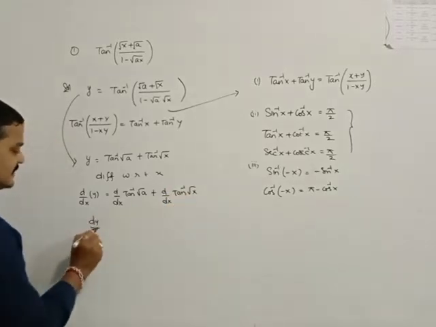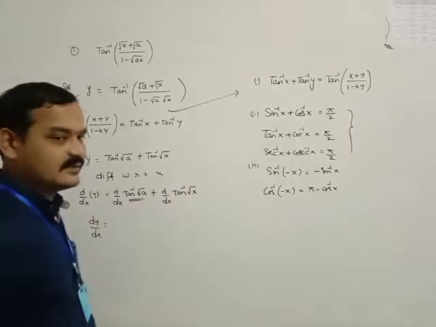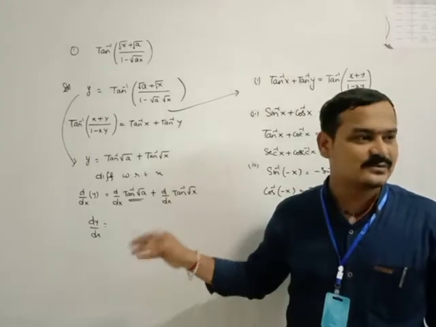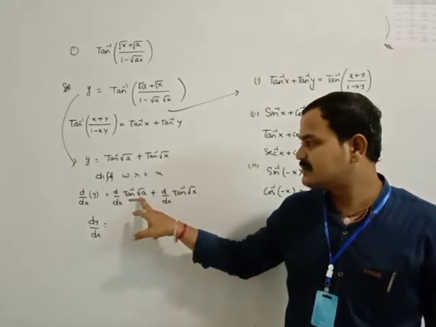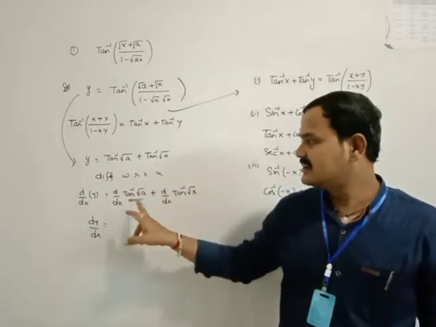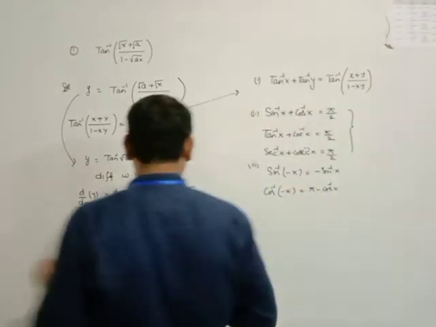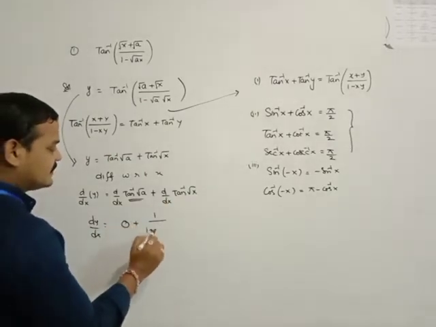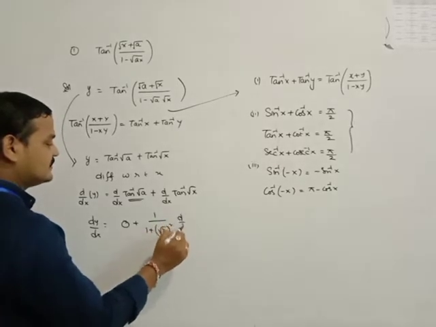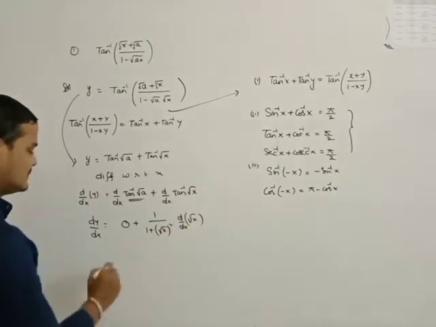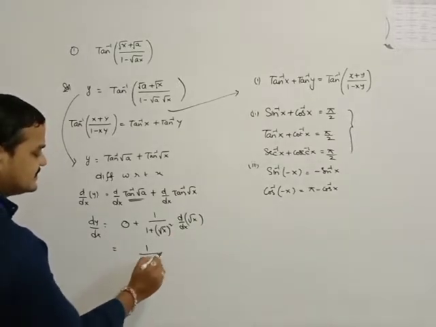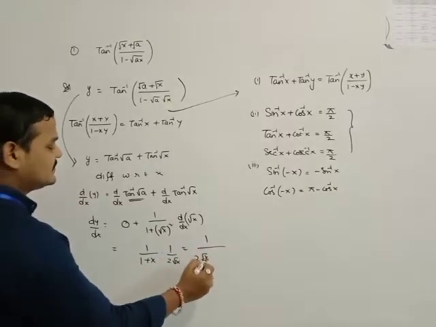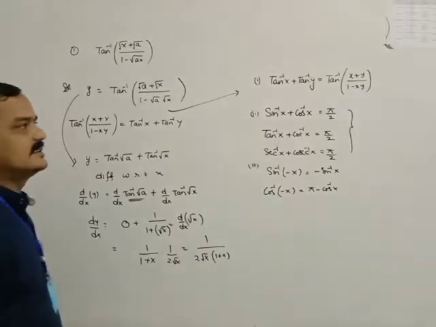So dy by dx is, here you just observe very carefully. Most of the students do this: for tan inverse of root a, the derivative is 1 by 1 plus root a whole square. But there is no need for that, because root a does not depend on x, so it is a constant. The derivative of a constant is always 0. Plus, it is a composite function: 1 by 1 plus root x whole square into d by dx of root x. So it is 1 by (1 plus x) into 1 by 2 root x. The final answer is 1 by 2 root x into (1 plus x). Very easily you can get it, if you know this part.